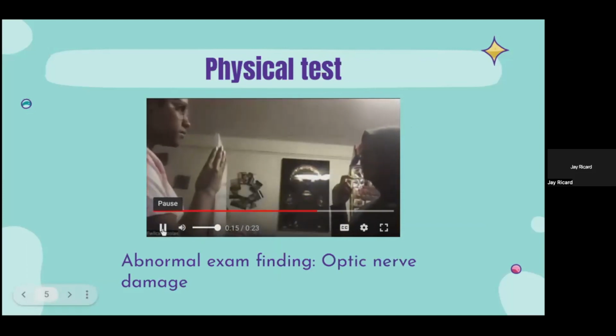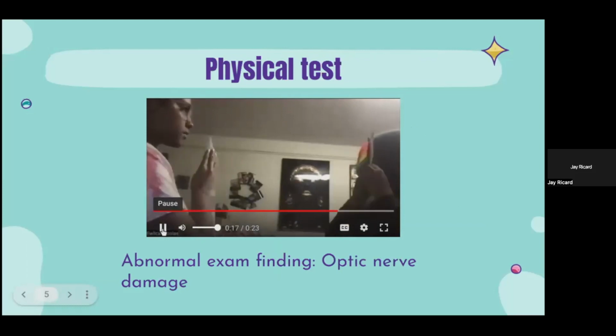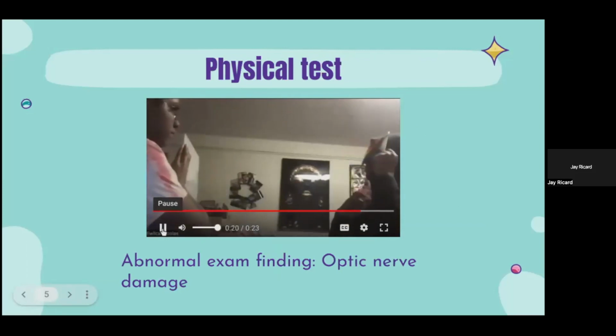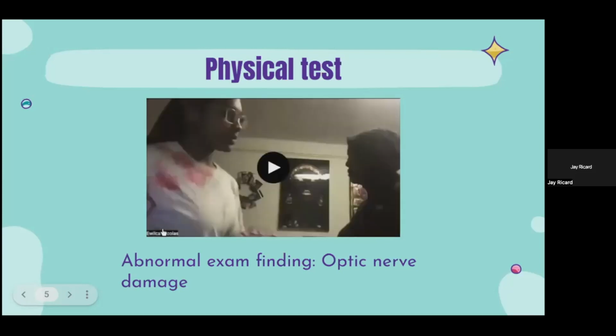A, B, C, B. A, B, or B, E, F. So the abnormal exam finding for this test would be optic nerve damage.